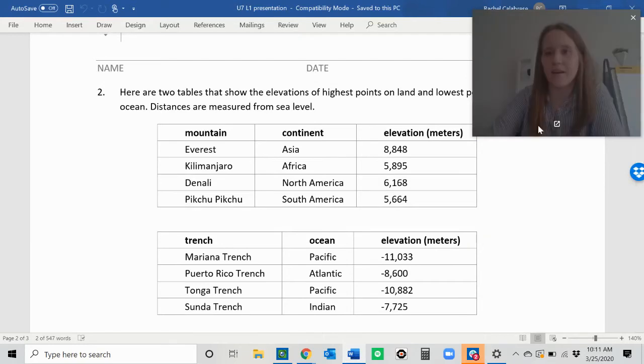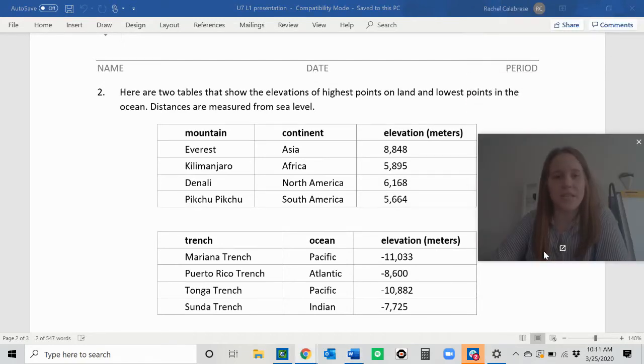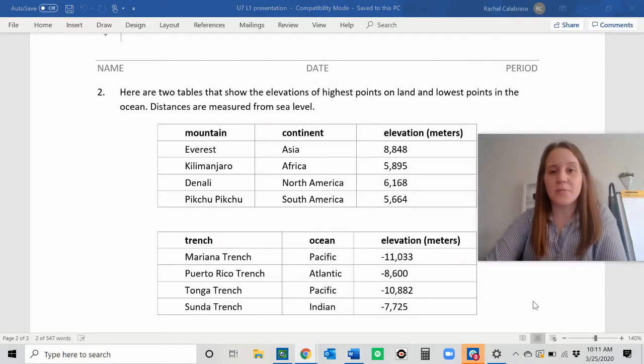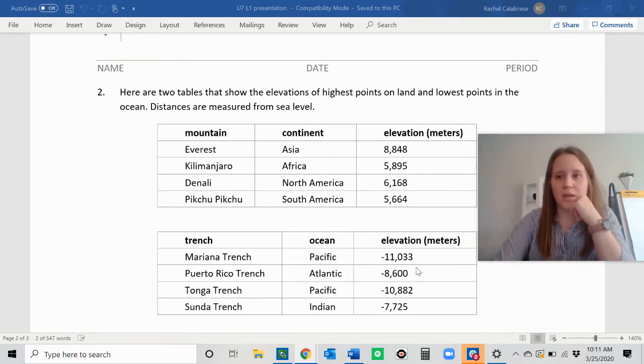All right. Here are two tables that show the elevations of highest points on land, think mountain, and lowest points in the ocean. Distances are measured from sea level. All right, so I've got a table here that has some mountains. Maybe you recognize the name of some of these mountains. You've heard of Mount Everest. Maybe you've heard of some of these other ones as well.